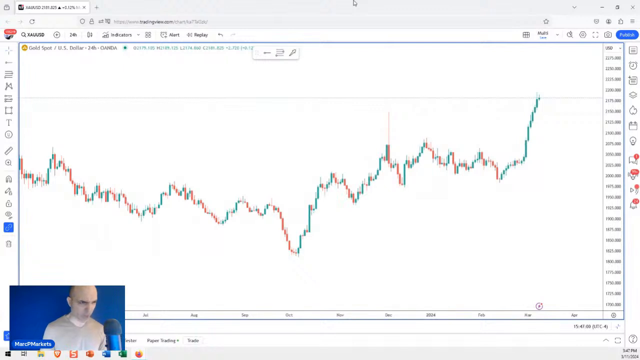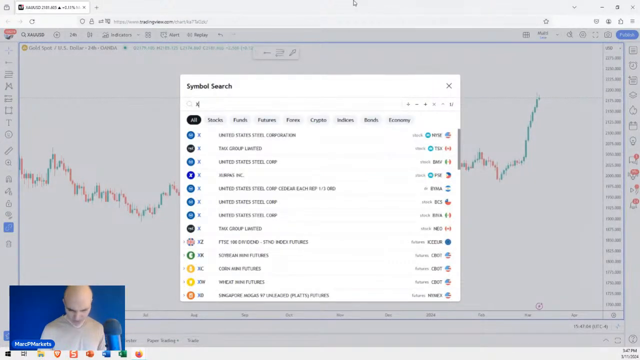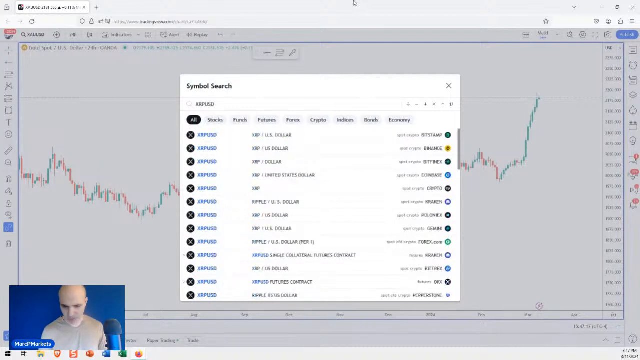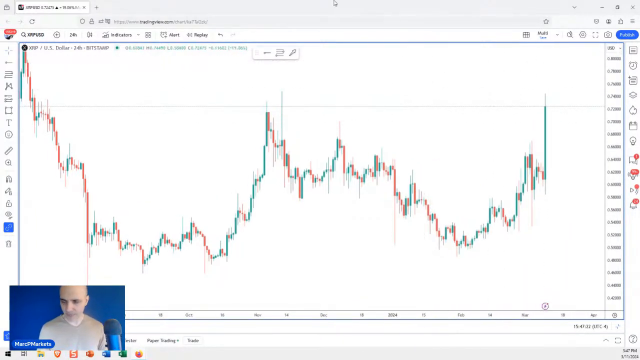Let's take a quick look at XRP. I had a request here for XRP. Okay, XRP. XRP USD. So some of these alts are going to be going crazy, right?